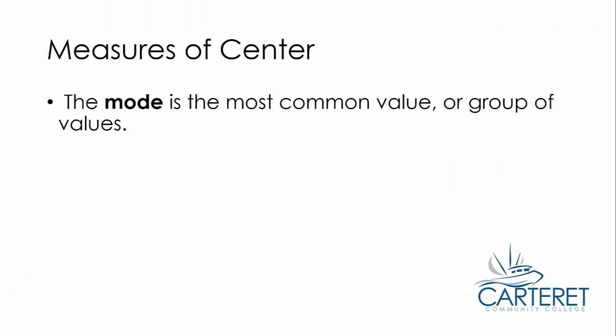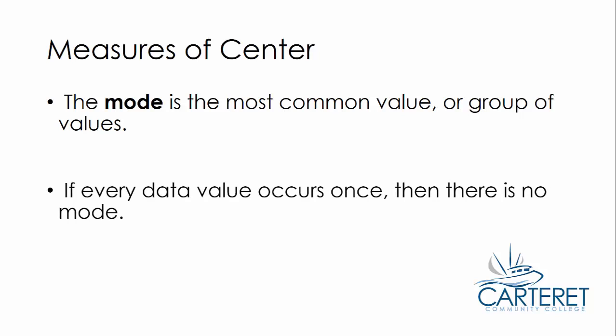The mode of a data set is the data entry that occurs with greatest frequency. A data set may have one mode, more than one mode, or no modes. If every data value occurs just once, then there is no mode for the data set.